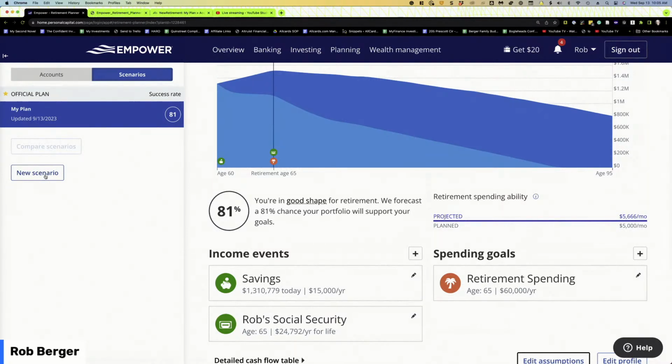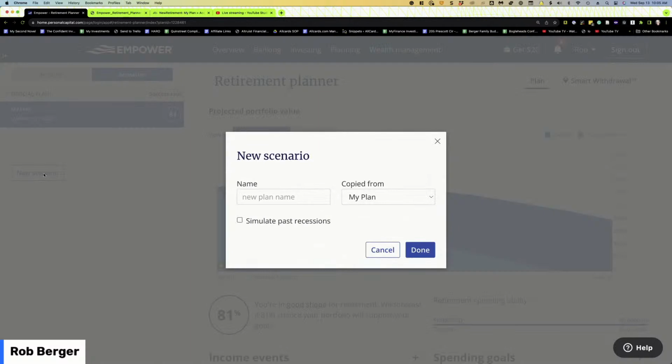This is one of the absolute best features of any retirement planning software. And New Retirement does it as well. Many of them do. But it's creating a new scenario. We'll call this just, live to 100. And you can copy it from, if you have multiple plans at the moment, all we have is the one, but you can copy the data from any plan that you have in there.